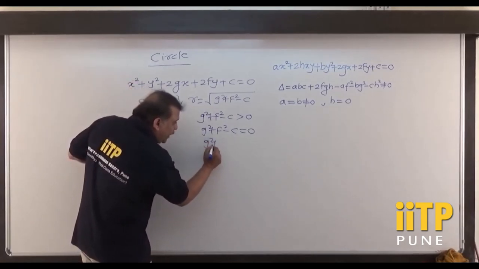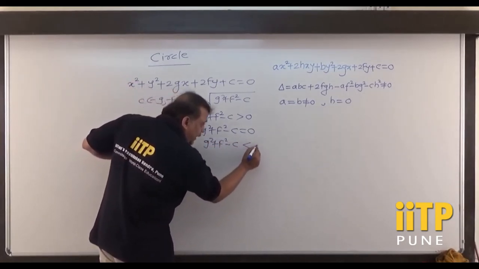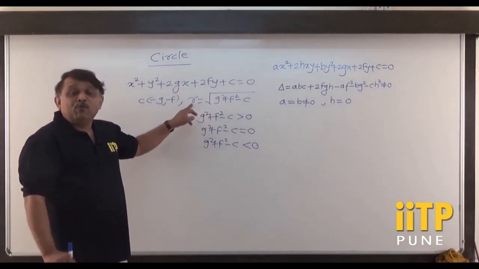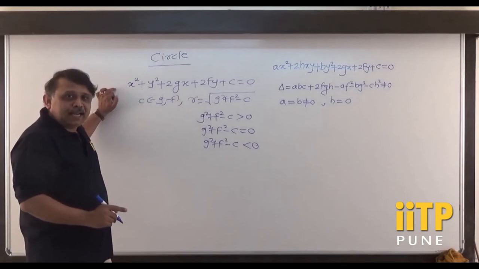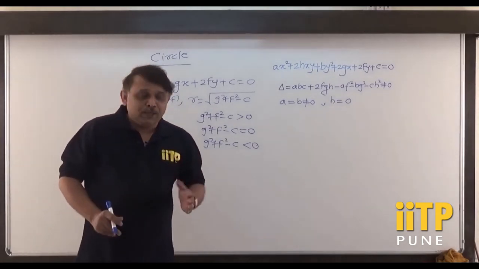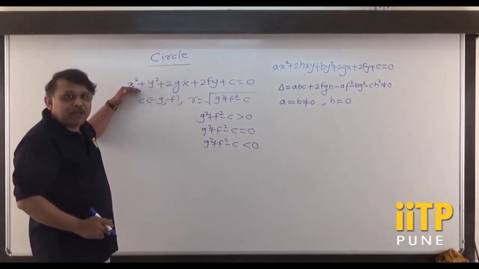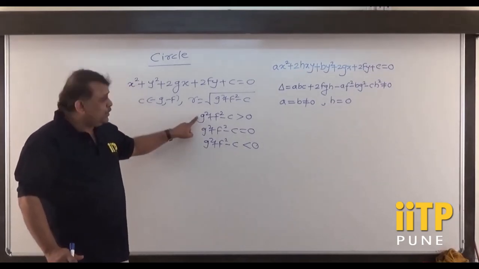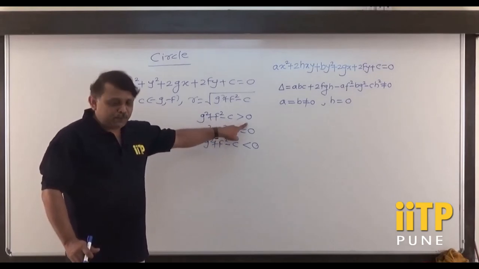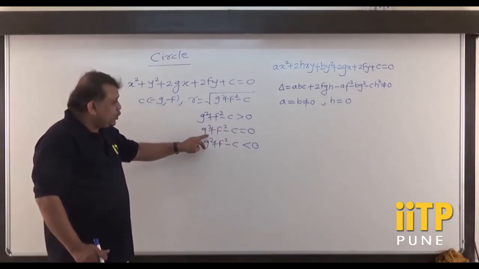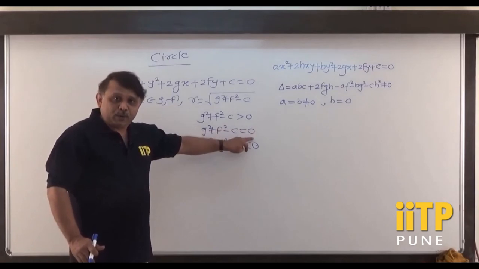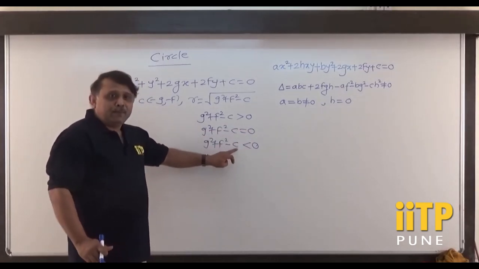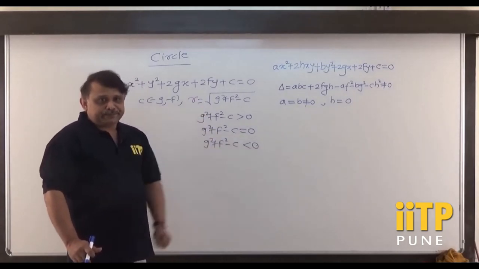Similarly, if g square plus f square minus c is less than 0, then this quantity r would be imaginary, hence this circle would be called an imaginary circle. So we can put this equation of circle in three categories. One, real circle if g square plus f square minus c is positive. Point circle if g square plus f square minus c is equal to 0. And imaginary circle if g square plus f square minus c is less than 0.